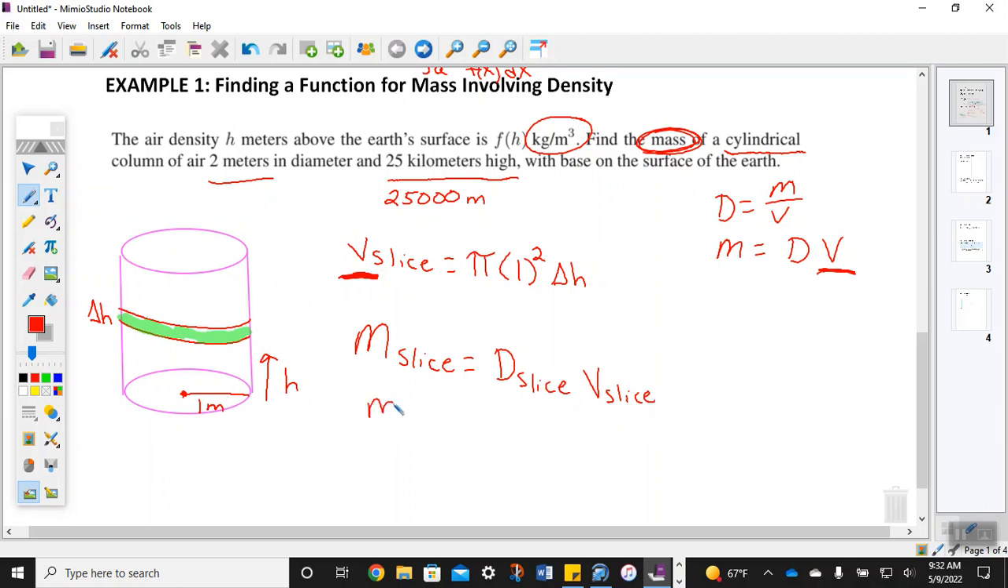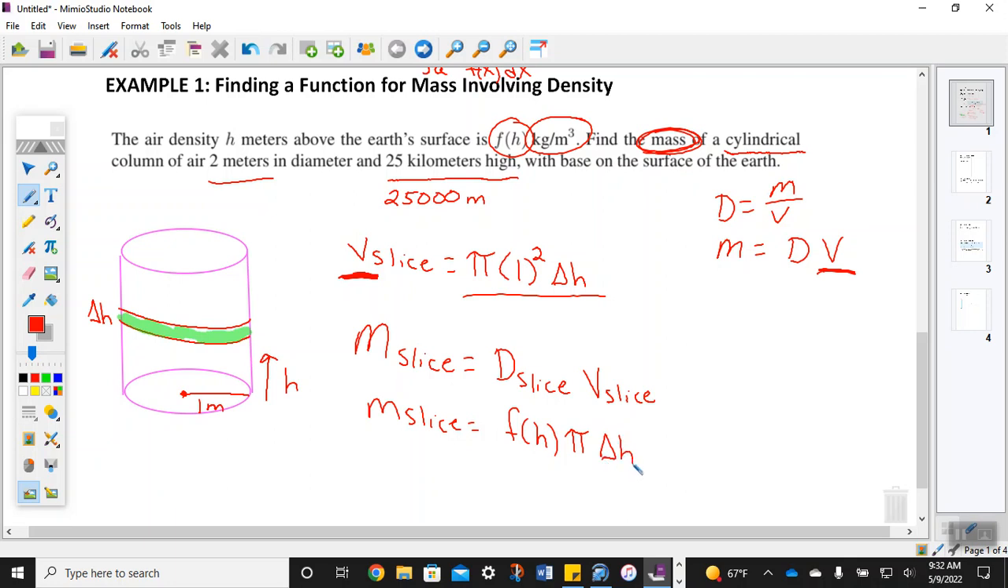So help me out. The mass of the slice would equal, what did we come up with for density of a slice? F of H. And what do we have for volume of a slice? Pi times 1 squared delta H. So here I just call that pi delta H. Now, that would just be the mass of a slice.